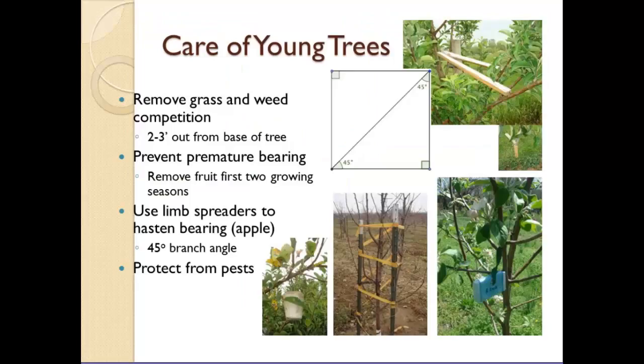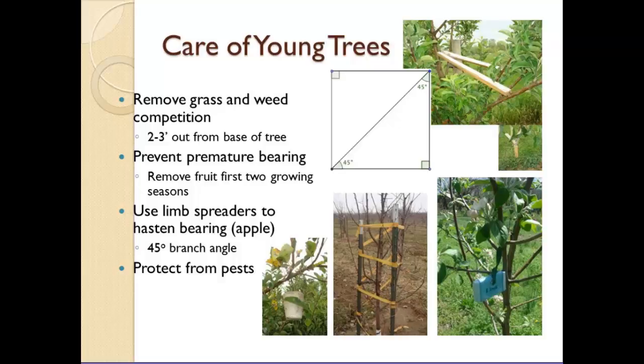When we're talking about care of young trees, I think one of the most important things is that you remove grass and weed competition. You absolutely cannot have turf right up to the trunk. So you need to have 2 to 3 feet from the base of the tree completely bare. Now, as the trees get much older, you can start letting that turf come in a little bit closer. But when they're very young, you need to have it completely bare.